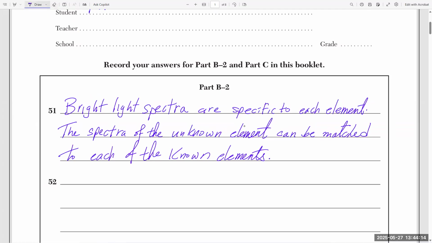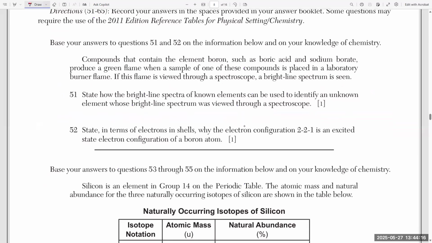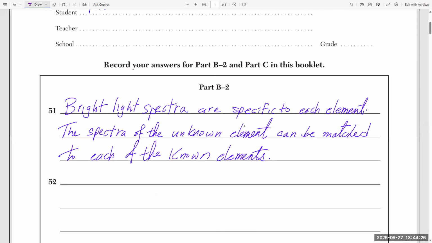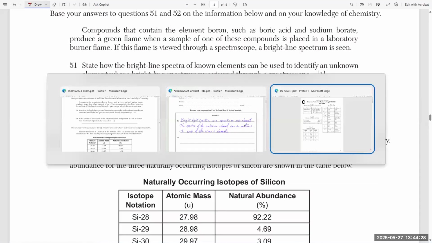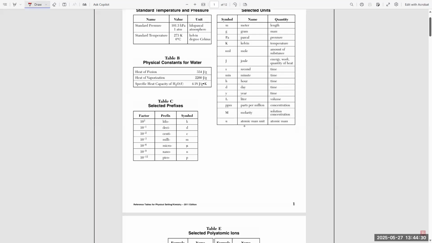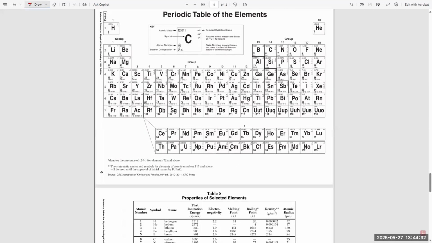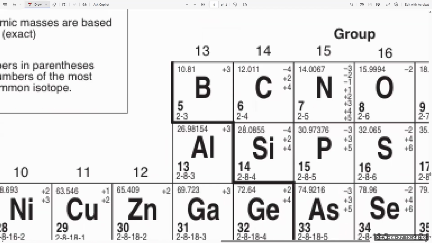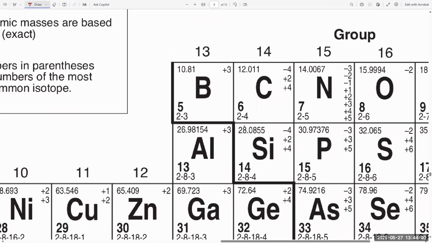All right, let's continue. 52. State in terms of electrons and shells why the electron configuration 2-2-1 is an excited state electron configuration of the boron atom. All right, so the best way to start this is to go look at the ground state configuration of boron. If you don't know, you can look it up, right? It's right here. The ground state configuration of boron would be 2-3, right?